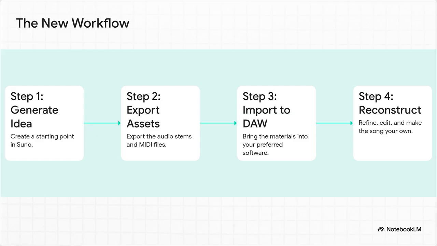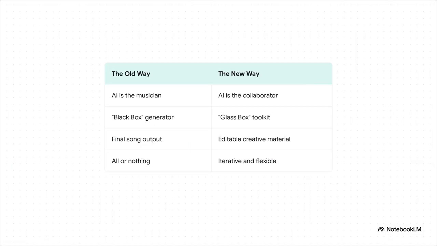You can refine it, reconstruct it, and really truly make that song your own. I mean, the shift here is just massive. The AI goes from being the musician to being your collaborator. The black box generator becomes a glass box toolkit. And instead of getting this unchangeable, all-or-nothing final product, you get flexible, editable, creative materials to build with.